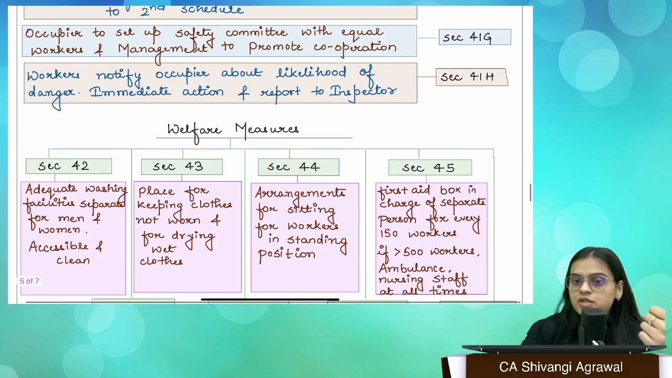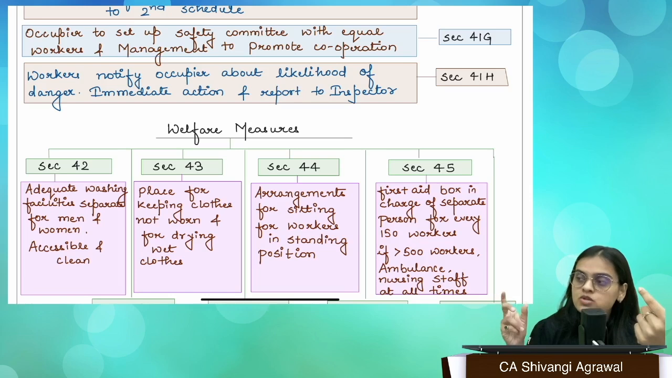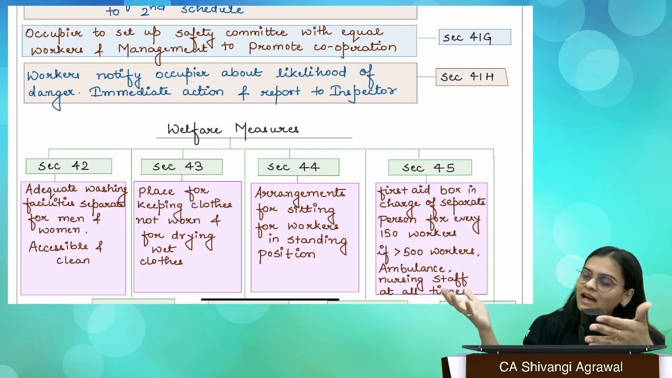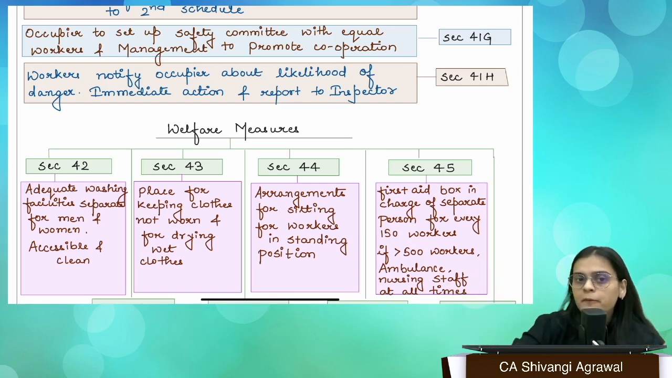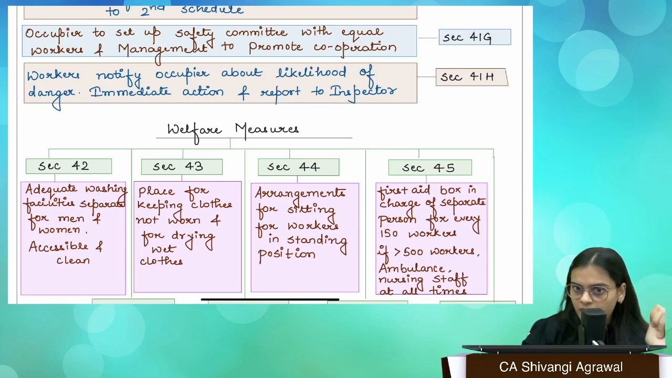Okay, then we have section 41H, wherein workers notify occupier about likelihood of danger and immediate action has to be taken. Like supposedly there is a machinery which suddenly starts to make some crackling sound. Now this shows that there might be some accident, so they're foreseeing an accident and they immediately report it to their occupier, and the occupier has to immediately take action, shut down the machinery, report it to the inspector, and do that. Okay, fine.